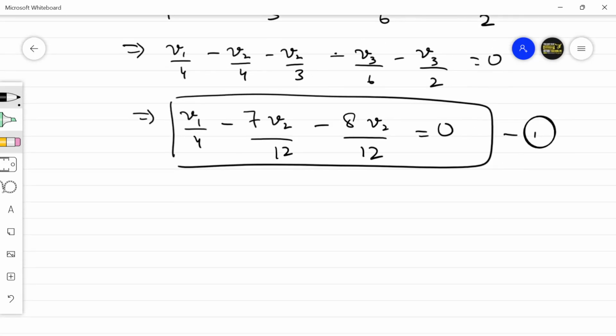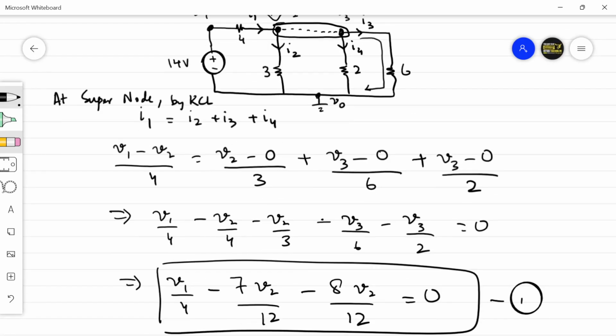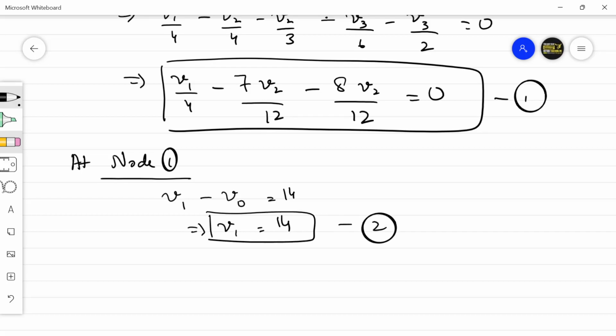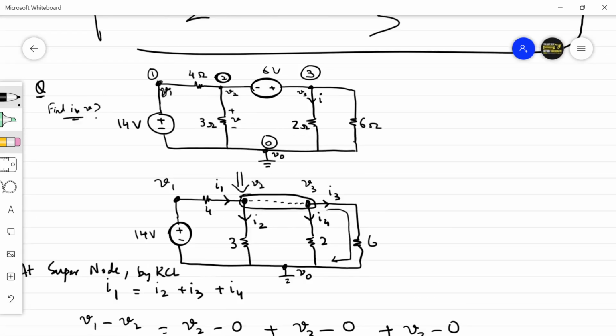Now at node 1, we do not need to apply any KCL, we do not need to apply any KVL. At node 1 you can directly say V1 minus V0 is equal to 14 volts, the potential difference. Since V0 is equal to 0, V1 is simply equal to 14. Sir, 8 V3, sir. Hmm? 8 V3. Yes. For first equation. Yes, I have corrected that.